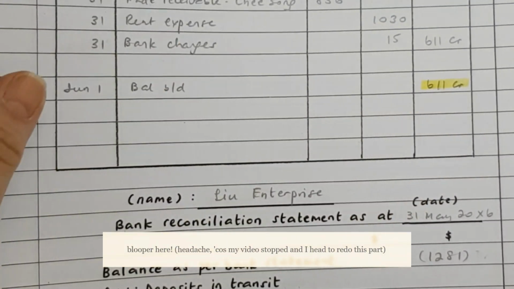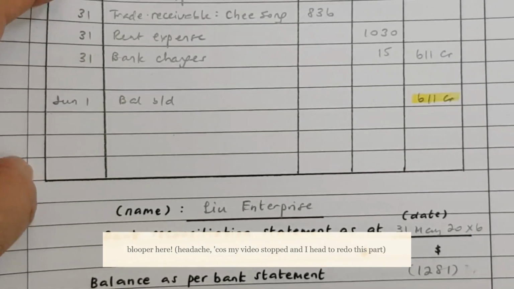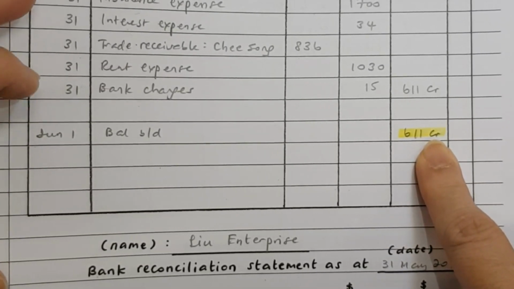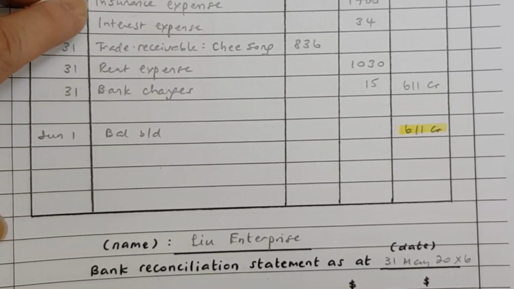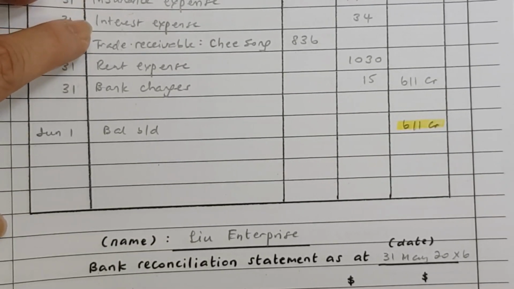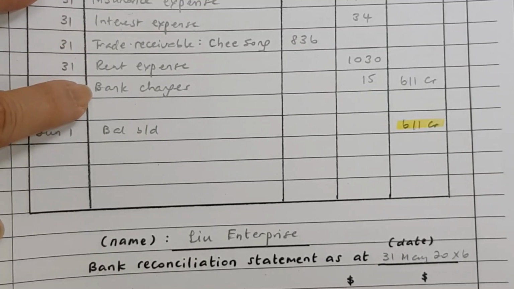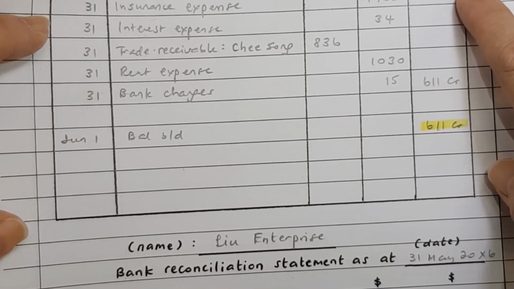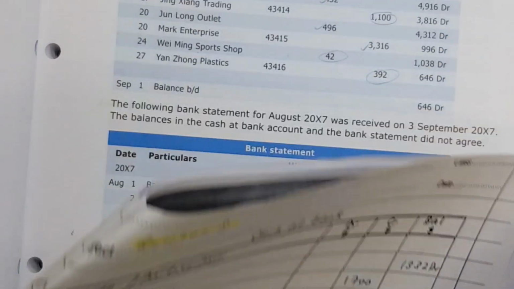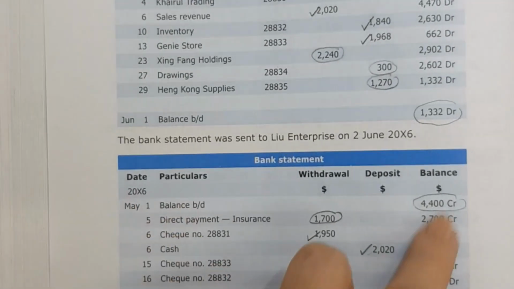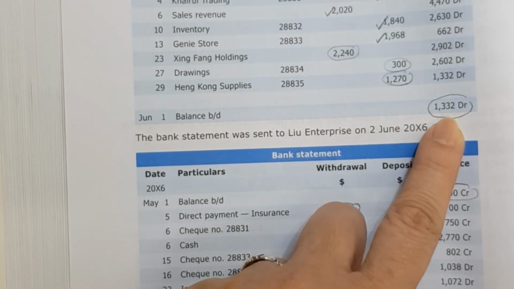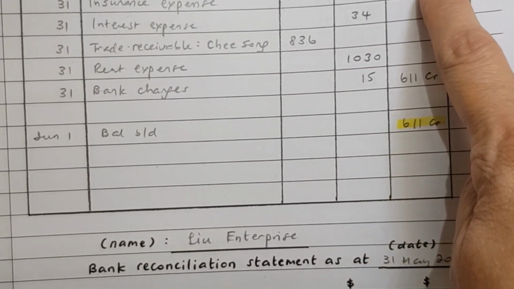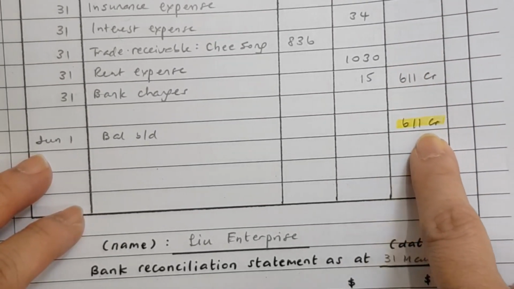Okay, now that I've updated the cash at bank account, you will get 611 credit. Okay, so you would have updated with these items: interest expense, insurance expense, trade receivable Chi Song, rent expense, and bank charges. Alright, remember that the beginning balance that you put here will be the ending balance that you see in your cash at bank account here. This one here, 1332. Okay, so your 1332 is here. Okay, then after updating, you'll get 611.